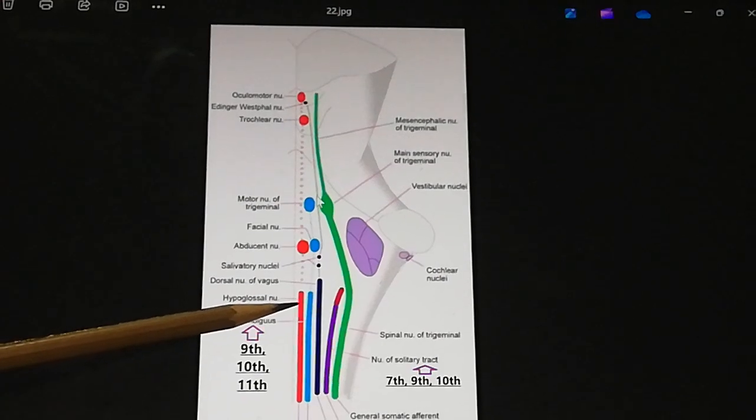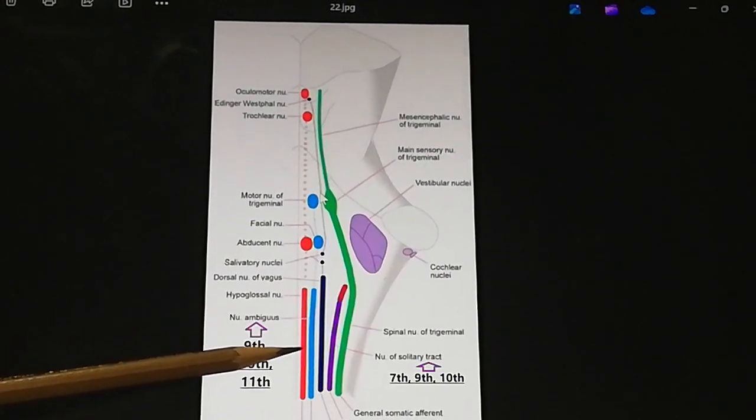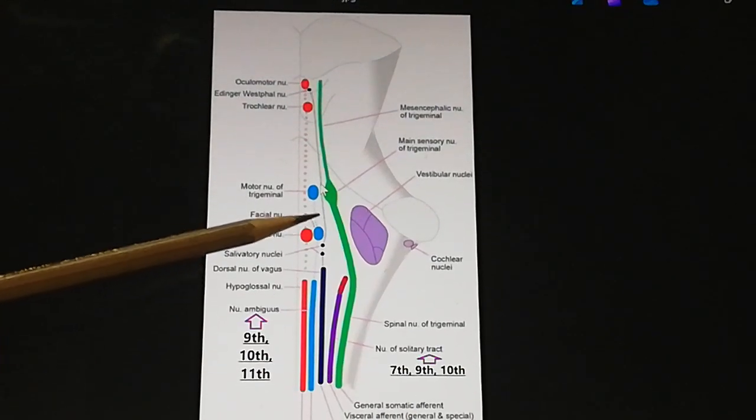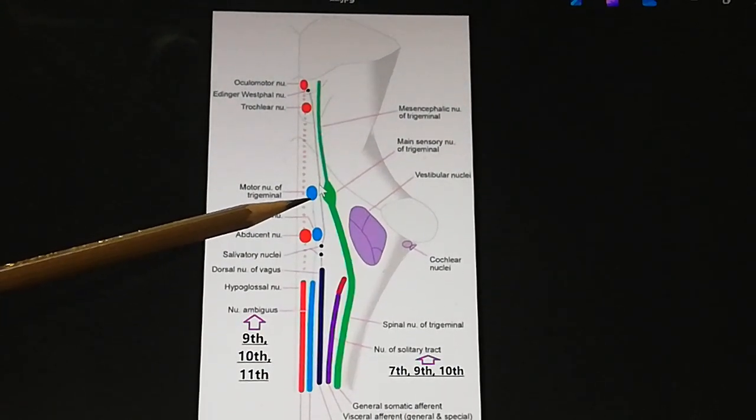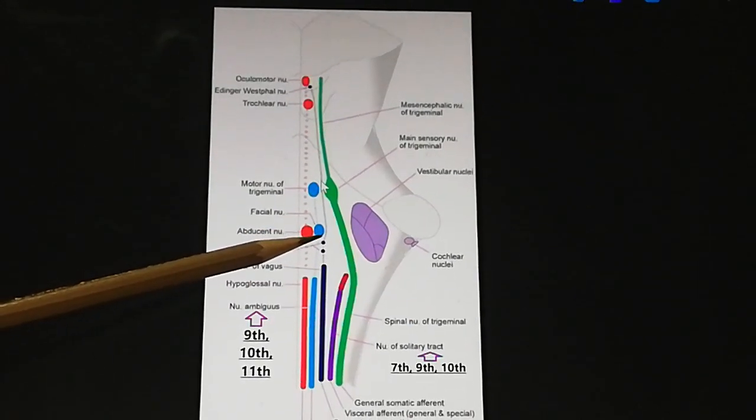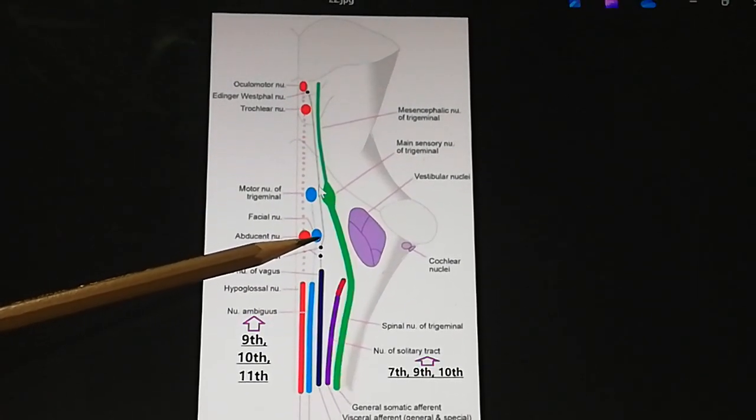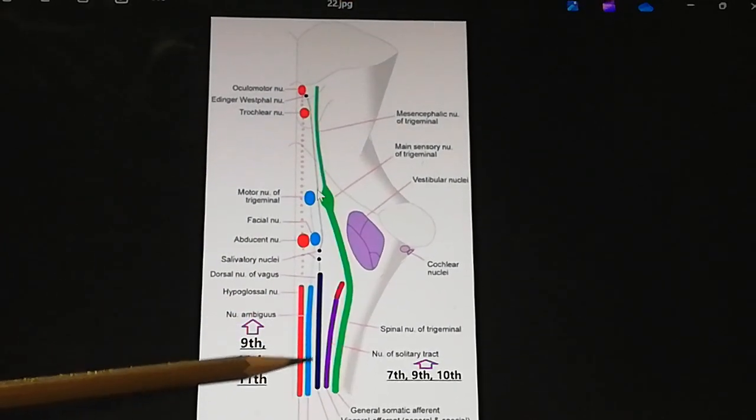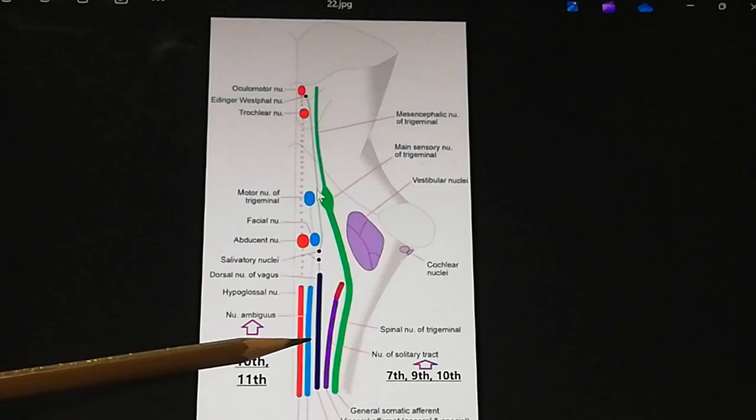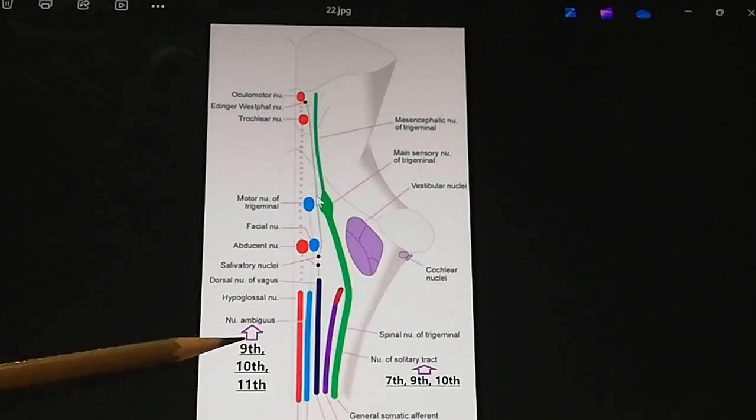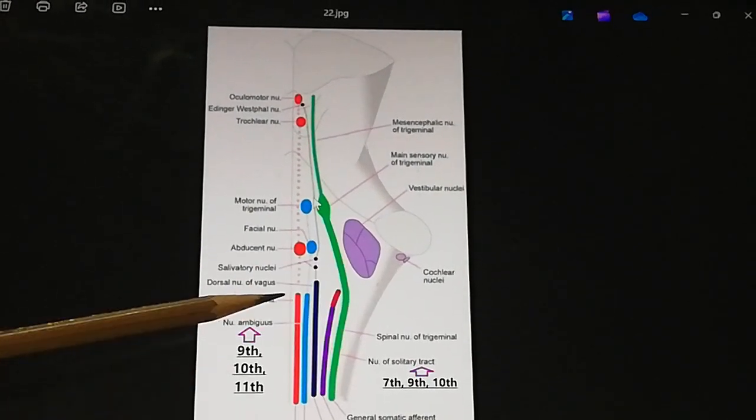Now concentrate on the hypoglossal nucleus, which is present in the medulla oblongata. Now lateral to them, what do you see in the blue color? This is the motor nucleus of the trigeminal nerve. Now concentrate that we have got the seventh cranial nerve nucleus, the facial nucleus, right? And another important thing in the blue color is showing the nucleus ambiguus. And you know what? It is made up of the contribution of three cranial nerves, which are 9th, 10th and 11th, right? Okay.